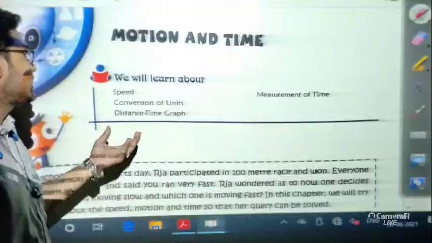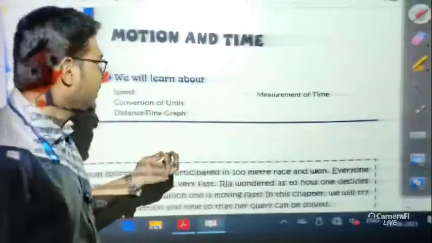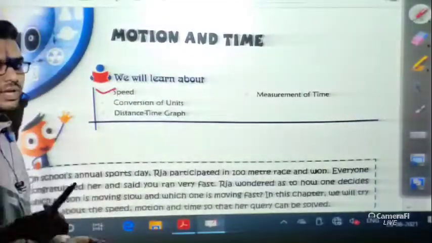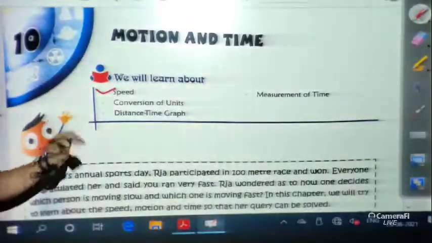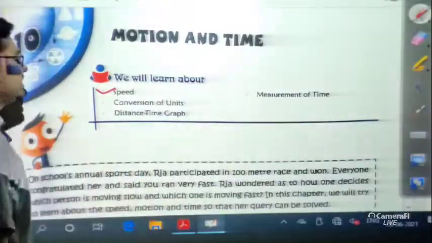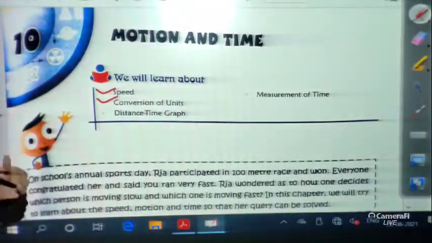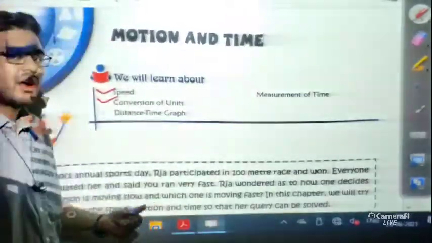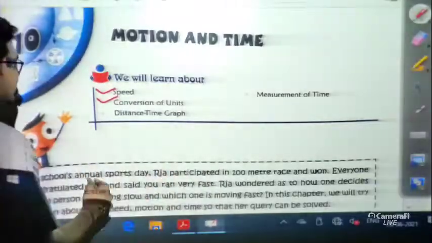But before starting the chapter, let me tell you what are the things that we will discuss in that chapter. Firstly, we will discuss speed. What is speed? How can we measure speed? What are the units of speed? All these things we will discuss in this chapter. Secondly, conversion of units. That means how we can convert units, if the unit is in kilometer per hour, how we can convert it into meter per second, and all the things we will discuss.